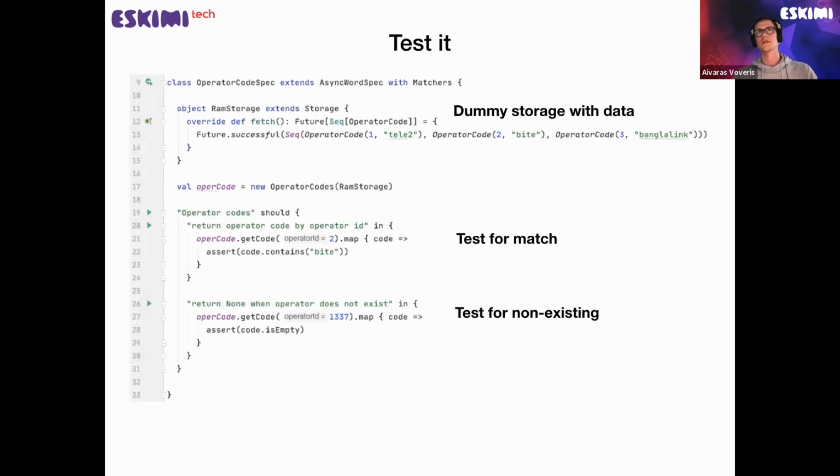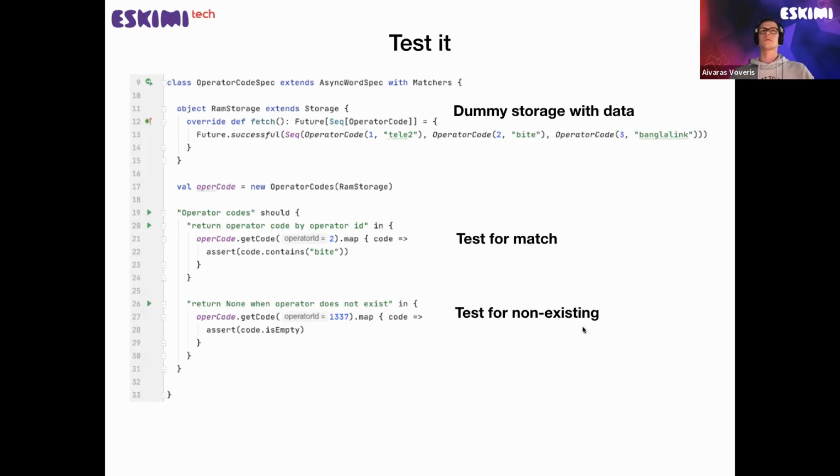How does a test look in our case? So we implement a new storage. We called it the RAM storage because we don't want to deal with MySQL or Redis or whatever. We just don't want to have any more dependencies in our test suite. We can pretend that we are a database. We can have some initial data. We can write a test for matching, I mean, for finding an existing operator and getting the code. And we can write a test for finding a non-existing operator in our storage and making sure that the code is empty, right?